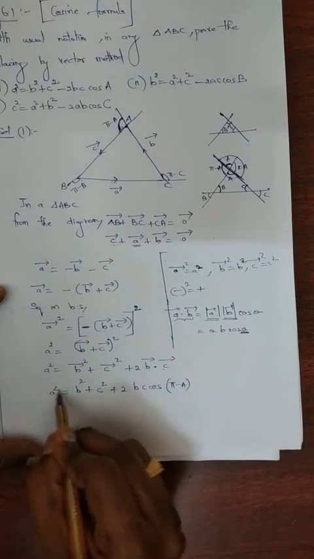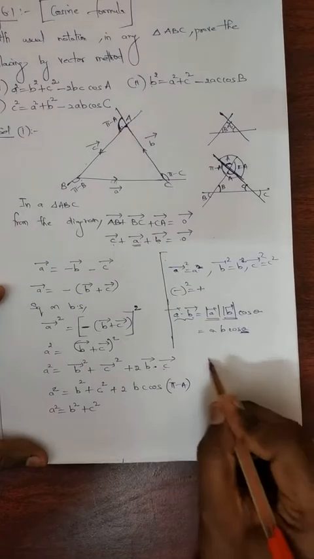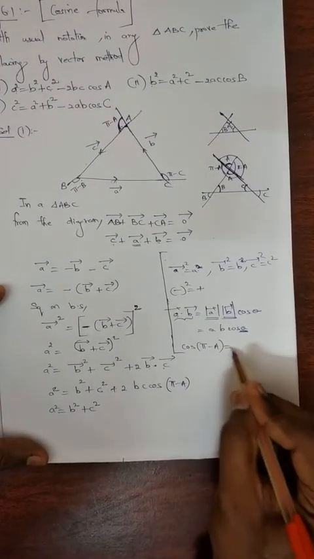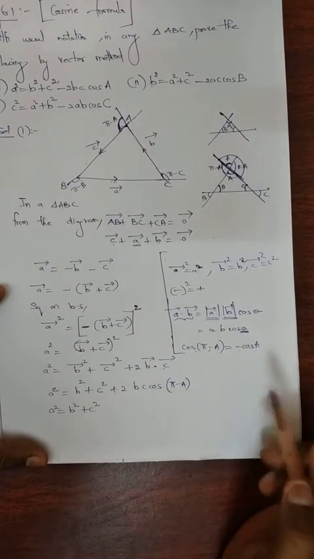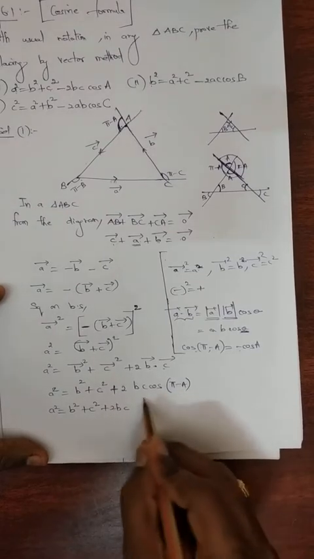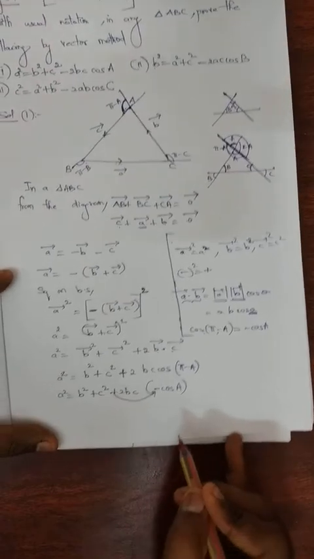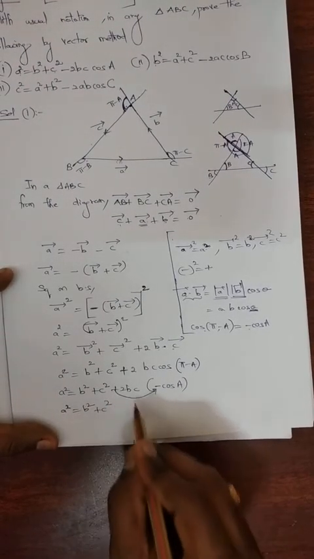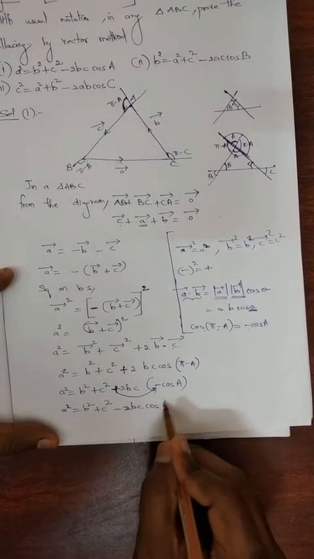So, A square is equal to B square plus C square. You know one thing. What do I know? Cos pi minus A is nothing but minus cos A. So this plus 2BC, what is cos pi minus A? Minus cos A. Now plus into minus becomes minus. A square is equal to B square plus C square minus 2BC cos A.